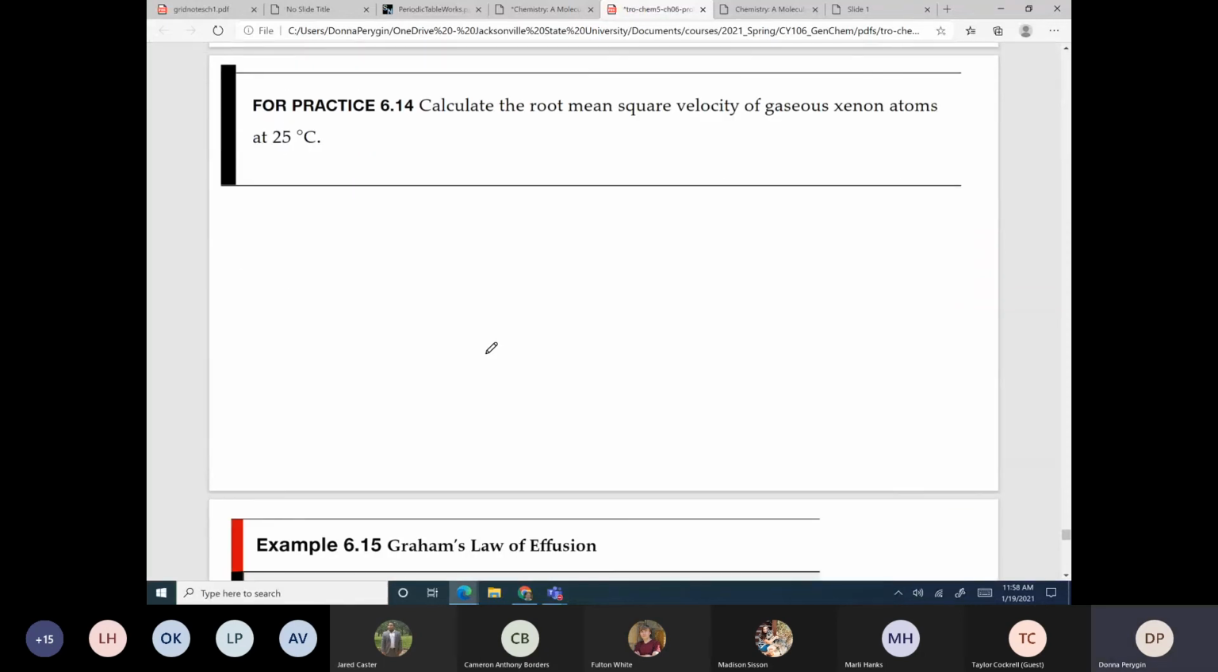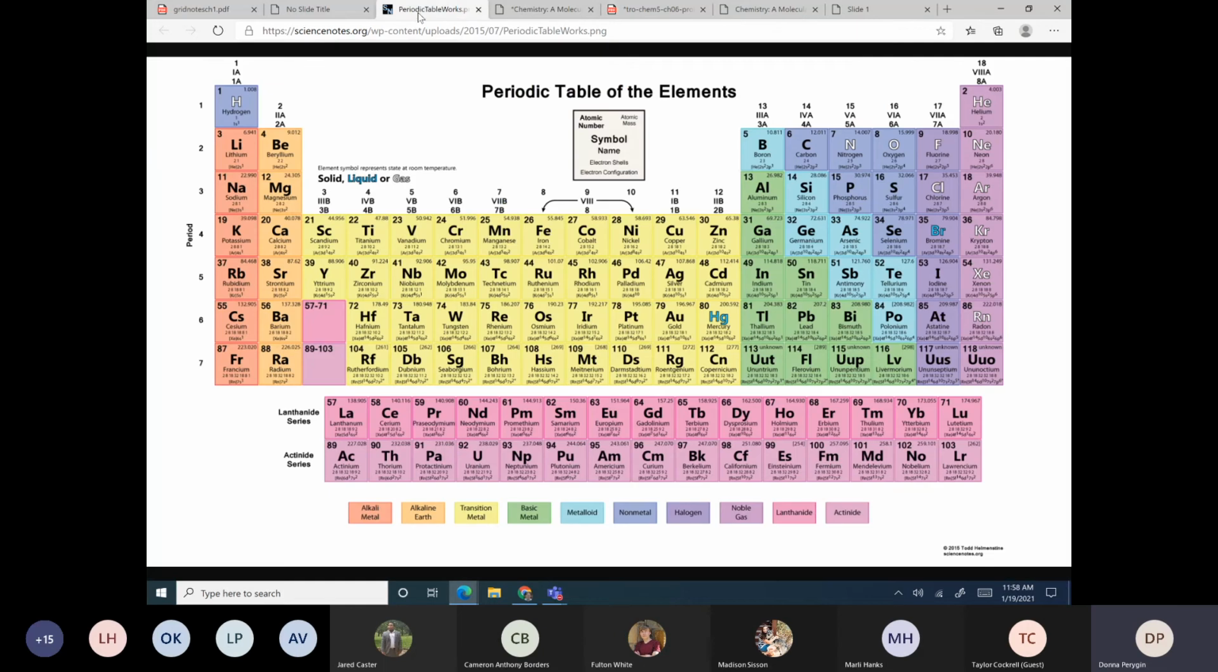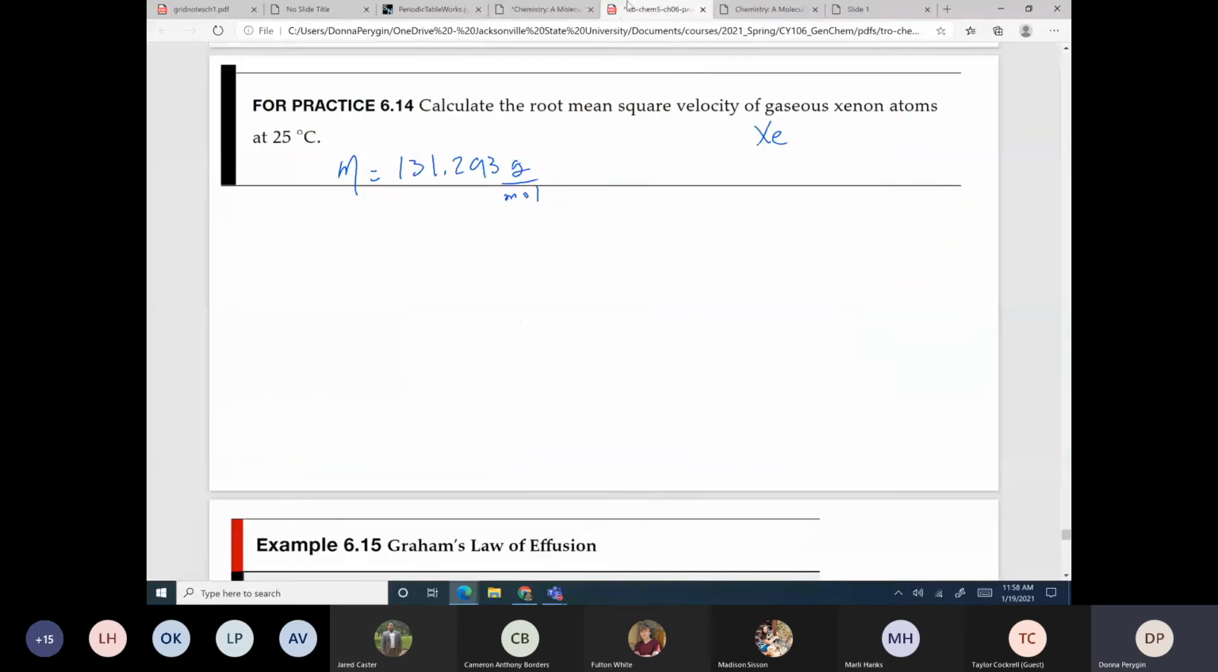All right, so calculate the root mean square velocity of gaseous xenon atoms at 25 degrees C. Okay, so the molar mass of xenon is equal to 131.293 grams per mole. Now remember, this is just Xe. Xenon is a noble gas, so it's actually just going to hang out by itself. So that's going to be 131.293, okay? Where am I at? Here.